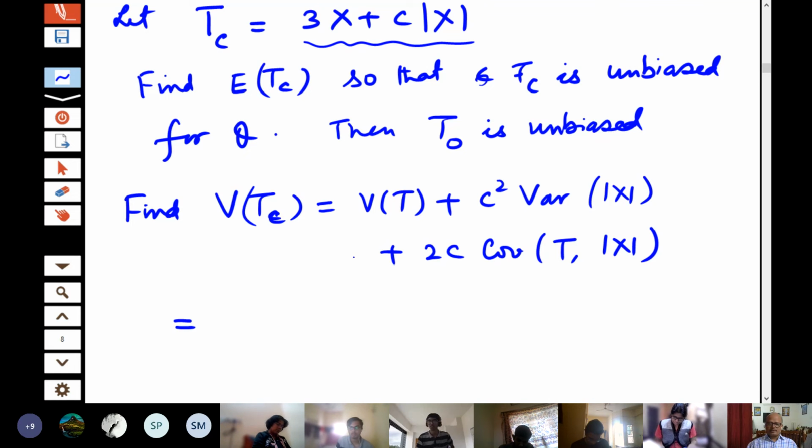Because you have already calculated variance of x, you have also calculated variance of mod x, and this one will require a little bit further calculation, because covariance between 2 random variables x and y is expectation of product minus product of the expectations. Okay. So since T is equal to 3x, covariance is nothing but expectation of 3x into mod x minus expectation of 3x into expectation of mod x. All those terms you have already calculated. Only one term you need to calculate afresh, that is expectation of x into mod x. So that is what you have to just substitute and tell me this. Okay.